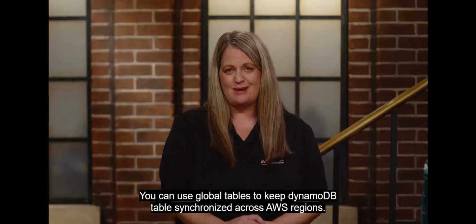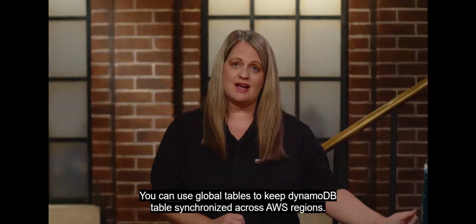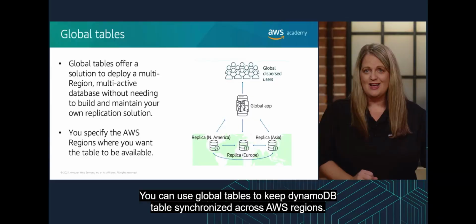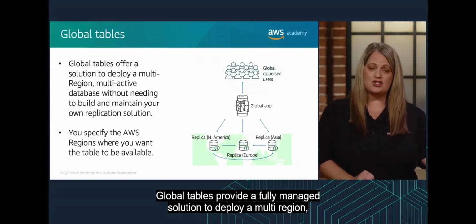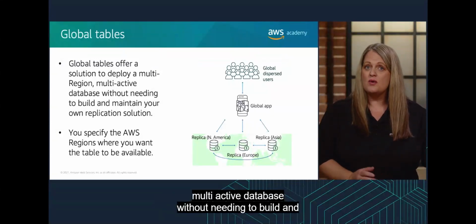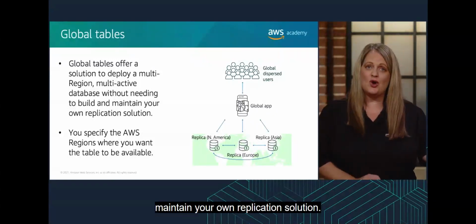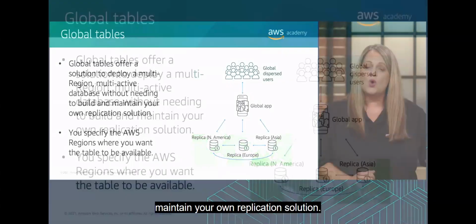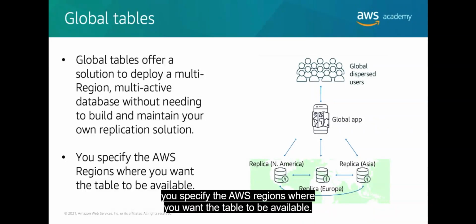You can use global tables to keep DynamoDB tables synchronized across AWS regions. Global tables provide a fully managed solution to deploy a multi-region, multi-active database without needing to build and maintain your own replication solution. When you create a global table, you specify the AWS regions where you want the table to be available. DynamoDB performs all the necessary tasks to create identical tables in these regions and to propagate ongoing data changes to all of them.